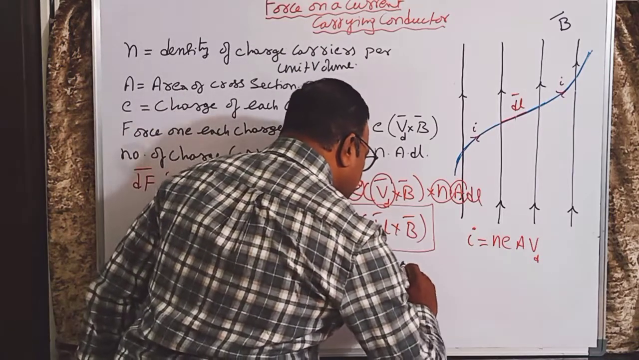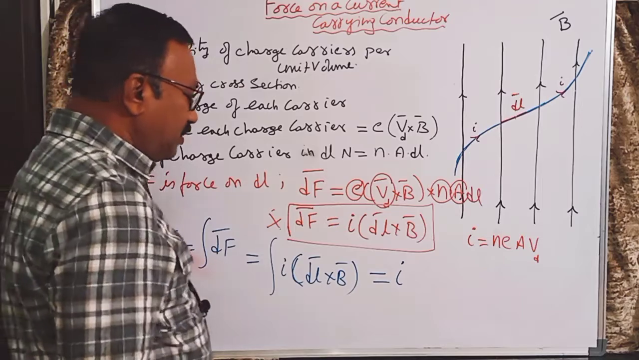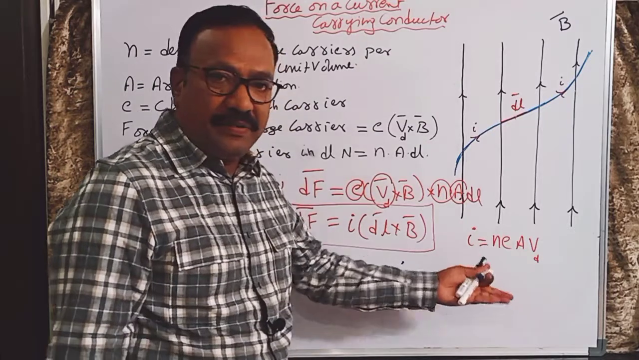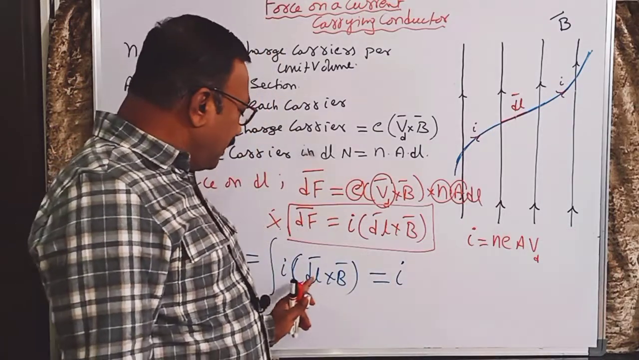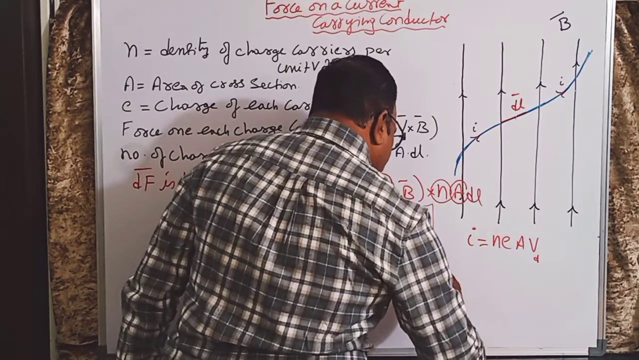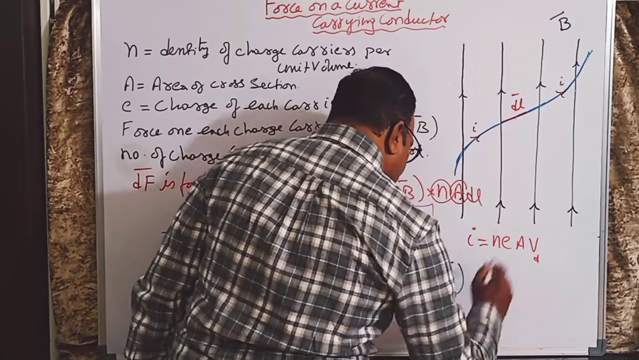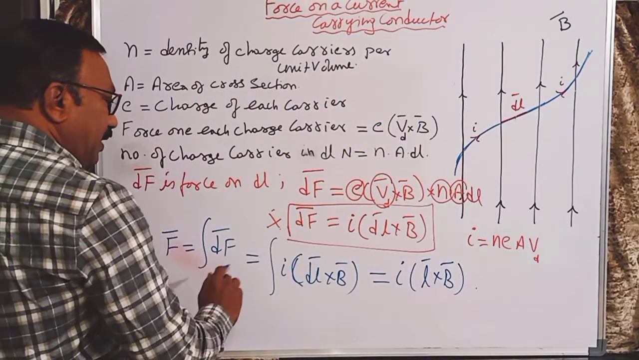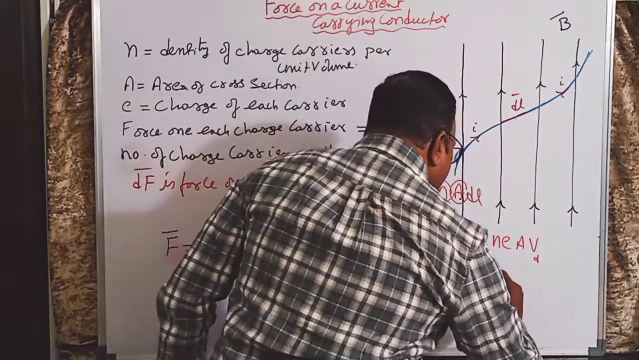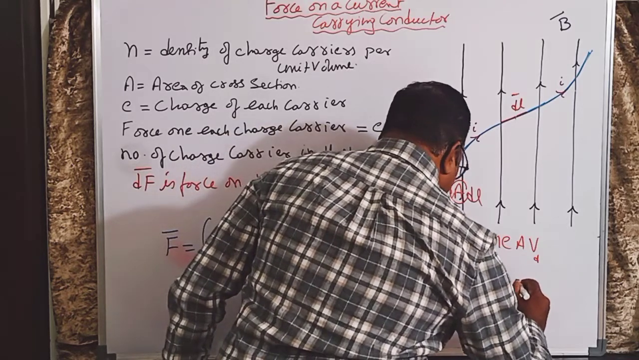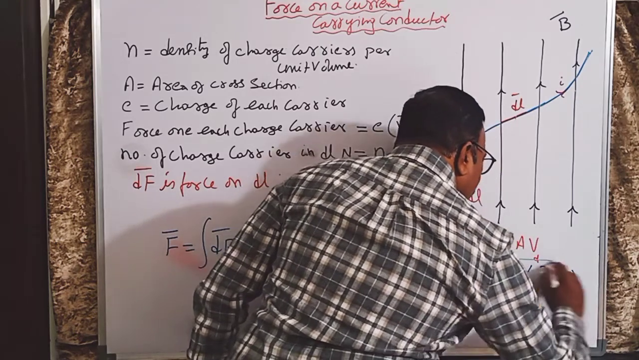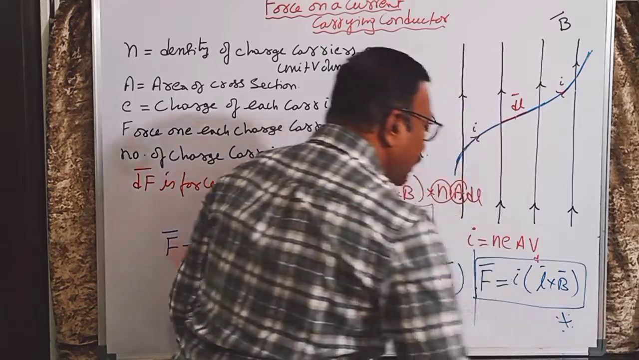Anyhow, I am taking out the integral of DL bar cross B bar. Let me tell you, B bar is a uniform magnetic field. It is not variable. So integral DL is L. So I can write this now as L bar cross B bar. So finally, the force acting on the total conductor is equal to this. So I must write now F bar is equal to I into L bar cross B bar, which is the force acting on the current carrying conductor.